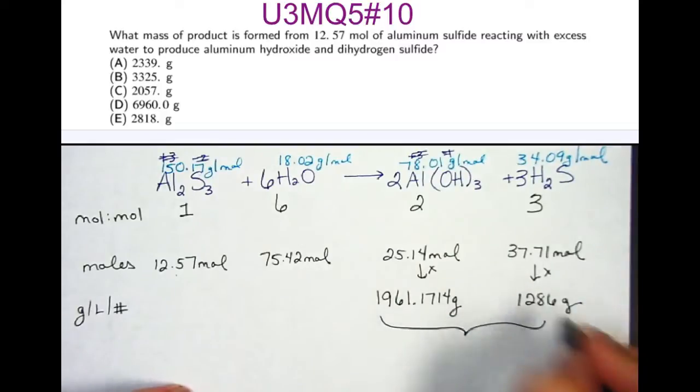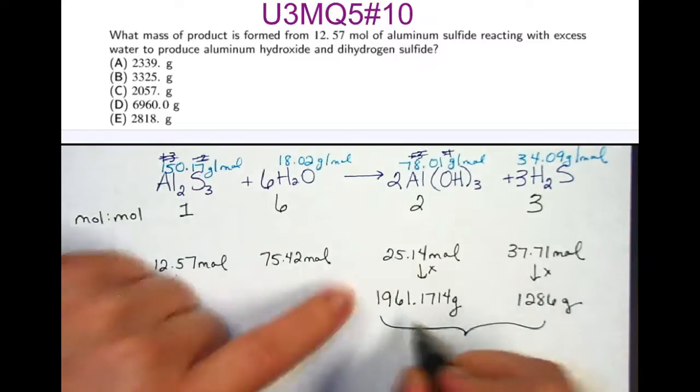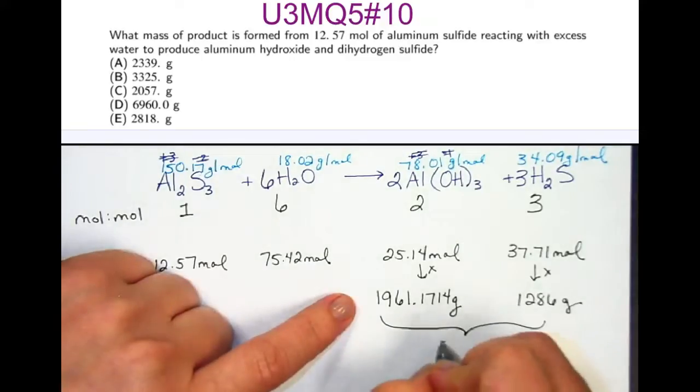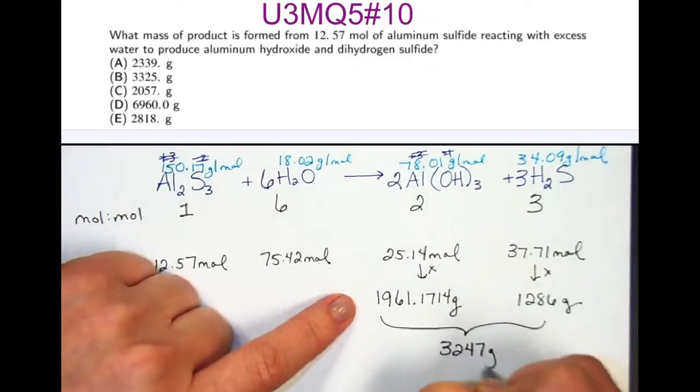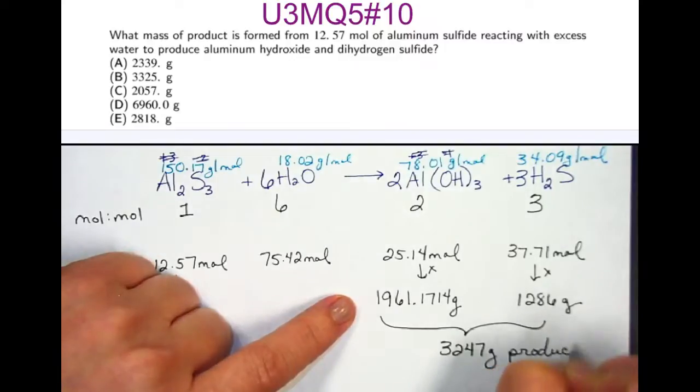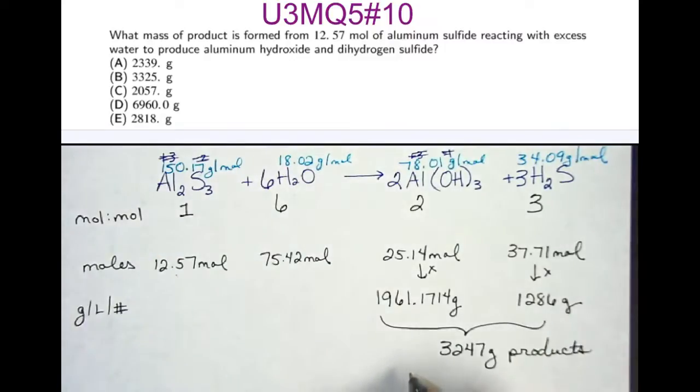The question is asking for the total mass of both products, and so if we add these 2 amounts together, we get 3247 grams of products, which there is no correct answer for this. However, the closest answer would be letter B.